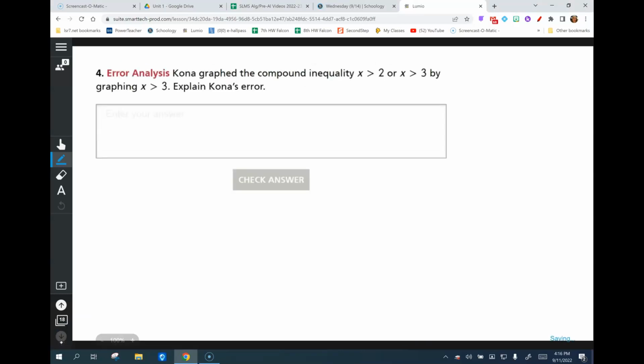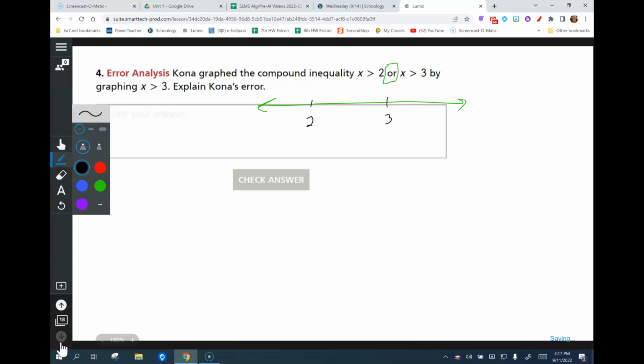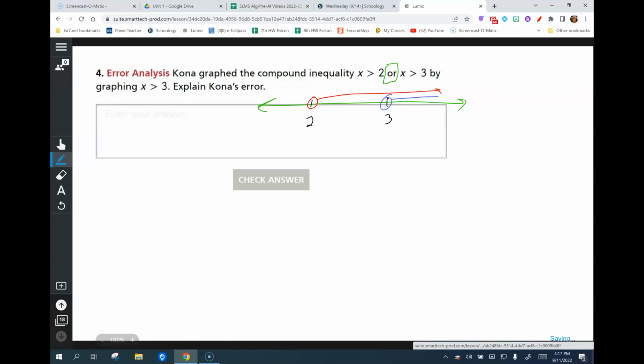And our last one, error analysis, and this is important. Kona graphed the compound inequality, okay, and it's an or. So let's graph that compound inequality right here. So we have 2, and we have 3, and 2 is an open circle going this direction, and 3 is an open circle going to the right also. So they're both going here.